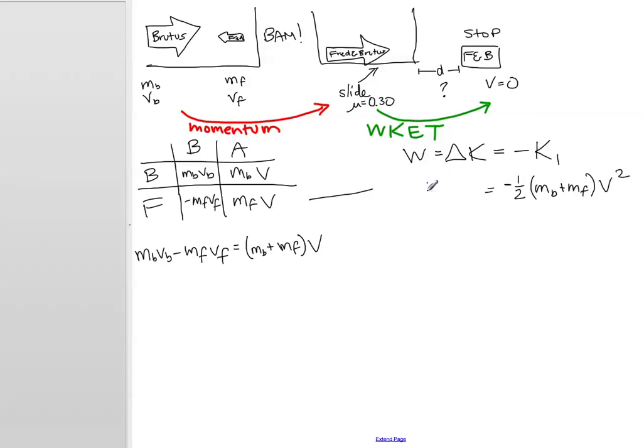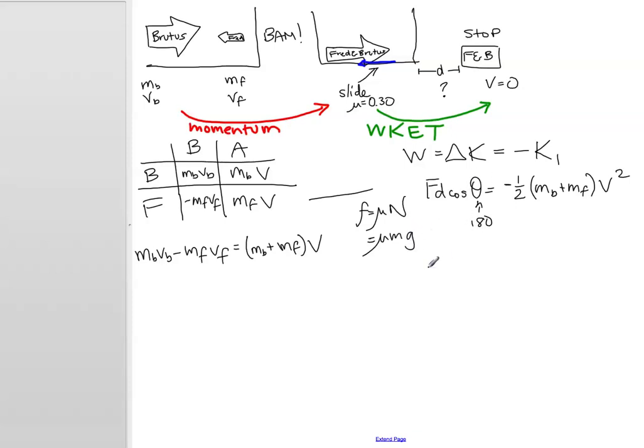And the work is always F d cosine theta. And so the force that's working in this part is going to be friction, and friction goes this way as they move that way. So that means that the angle that we're talking about is 180. So this is going to be 180. The distance is this distance that we're looking for, and the force is friction. So friction, we know, is mu times the normal force, and the normal force in this situation is just going to be mass times gravity. So that means the friction's equal to mu m g.